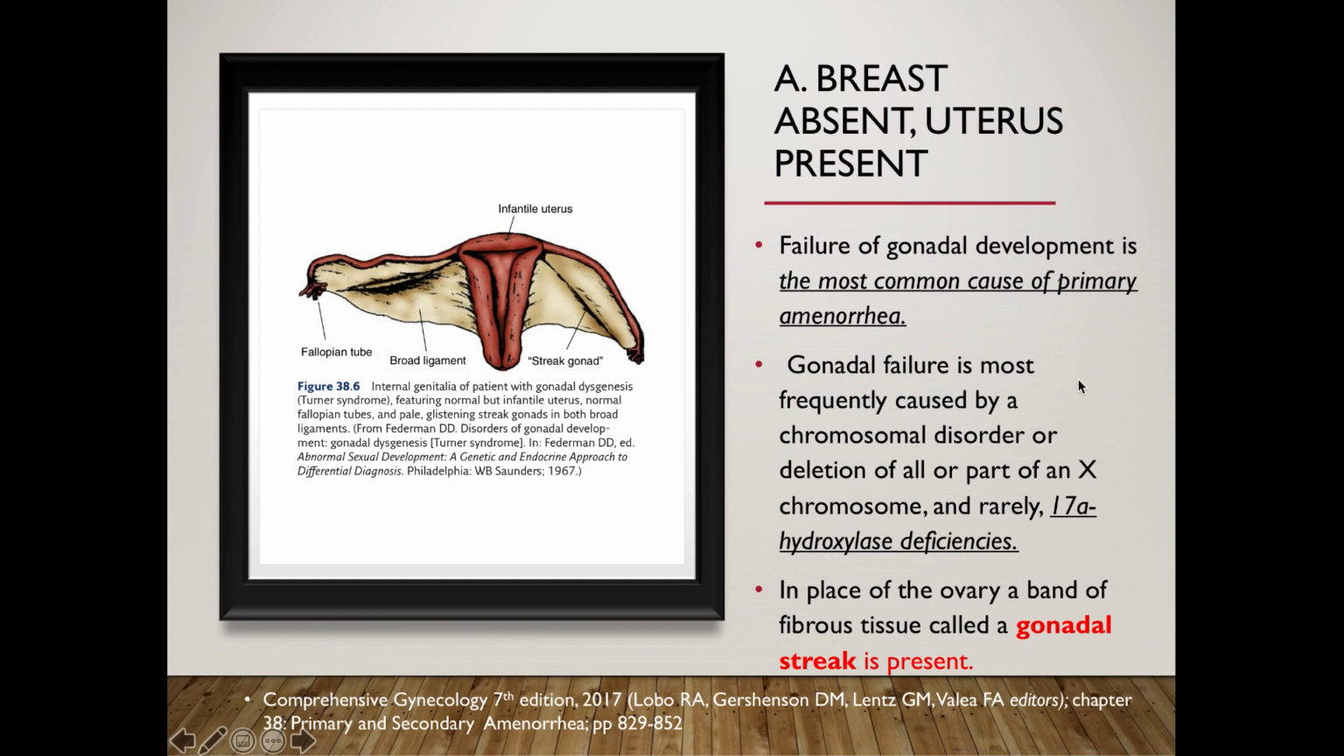Gonadal failure is most frequently caused by a chromosomal disorder or deletion of all or part of an X chromosome, and rarely 17-alpha hydroxylase deficiency. Now, in place of the ovary, a band of fibrous tissue called a gonadal streak is present. As you can see here in this illustration, you don't see any ovaries, right? So, in place of an ovary, you have these streak gonads.